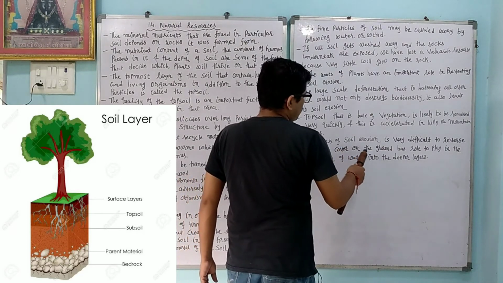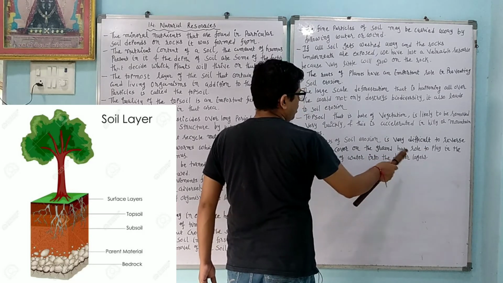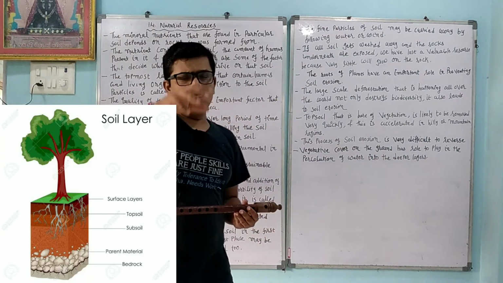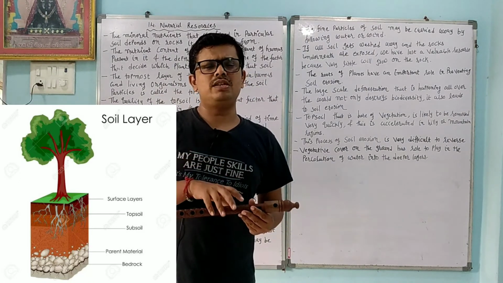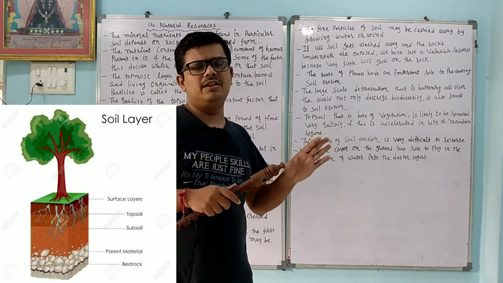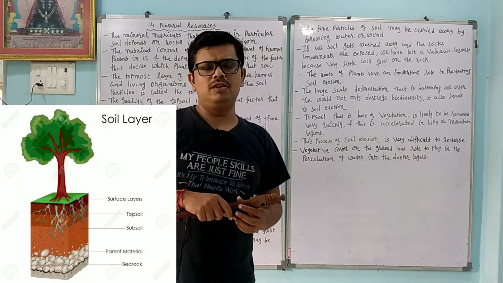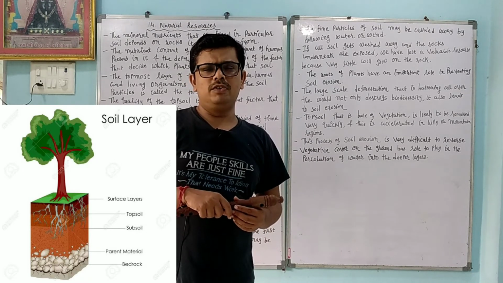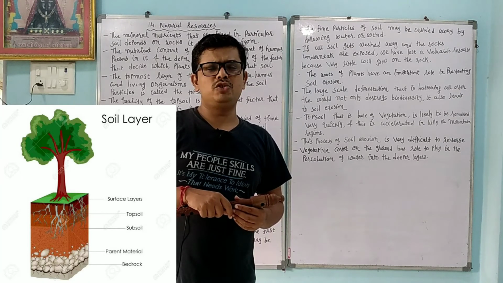Vegetative cover on the ground has a role to play in the percolation of water into the deeper layers. So in the soil there are different layers, and the filtration process is easily done by the vegetation cover. Whatever plants are there filter the water properly, and the water goes inside the different layers of the earth. So dear students, this is all about today's portion.